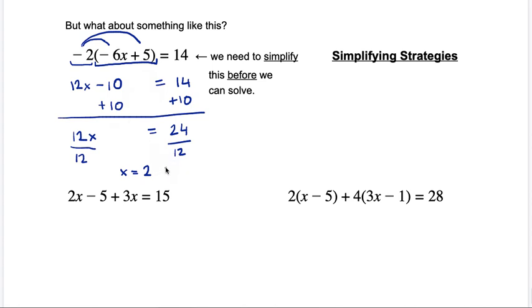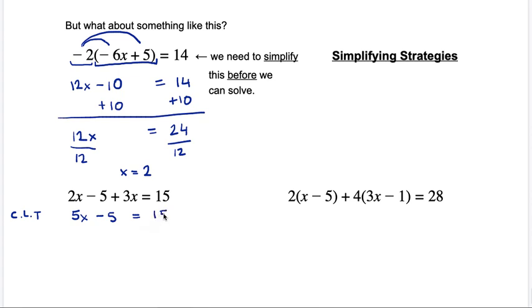We may have other things that we need to do as well. So that's distributing with the parentheses. In this case here, we've got combining like terms first. So we're going to combine like terms first. Right, that's the first thing we're going to do. 2x plus 3x is 5x. So we've got 5x minus 5 equals 15.